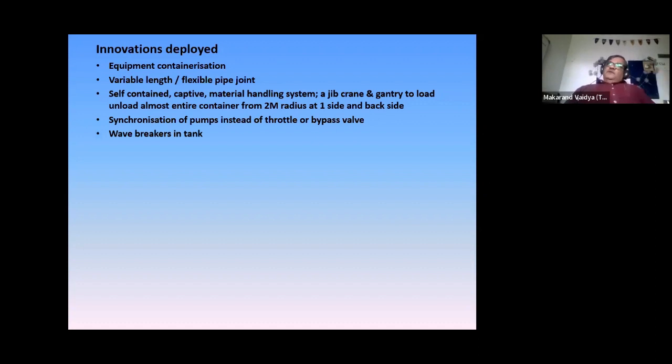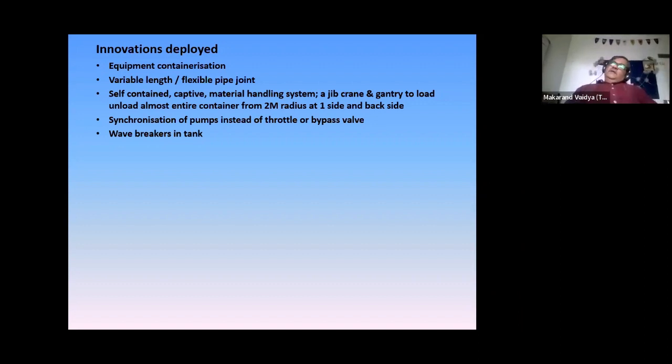Even the KSB pumps appreciated that. The six pumps you are synchronizing to get the result, and individual pumps were also tested for their characteristics, pressure versus flow, and together also how they behave, how they are actually conflicting with each other, etc.